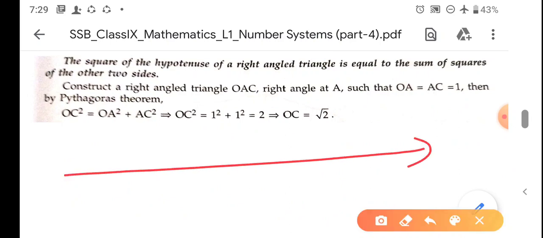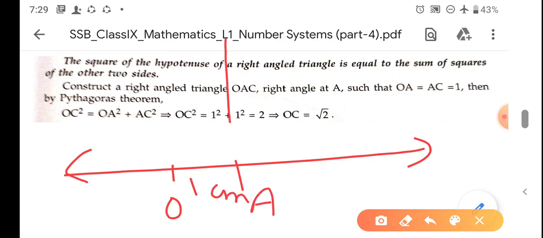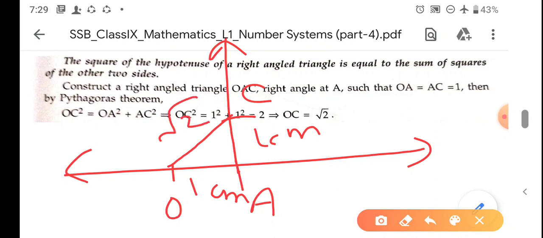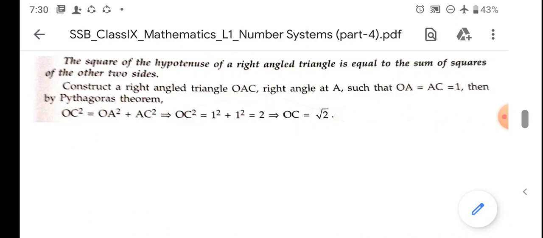Let us have a look again. We draw a number line. We take O, we take A, 1 centimeter. At A we draw an angle of 90 degrees. We cut C 1 centimeter. We join it. This is root 2. This is the center, this is the radius, join it here, and you get root 2. Fine, so this is how to prepare root 2.